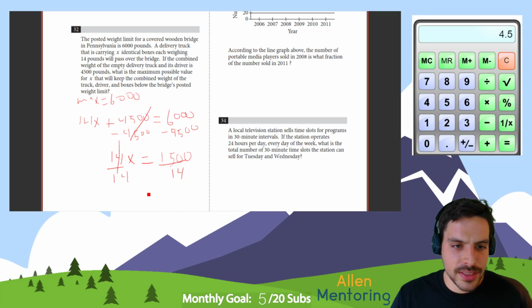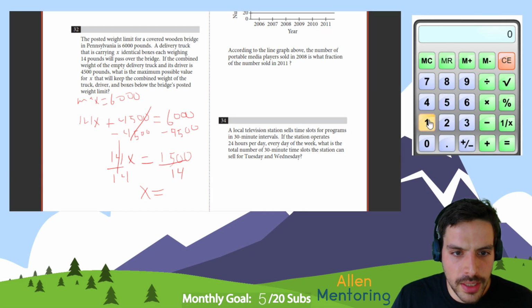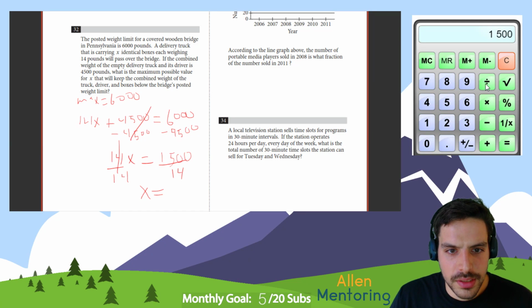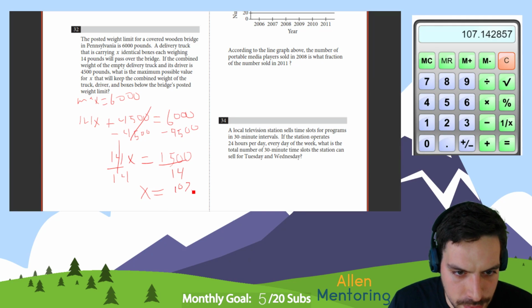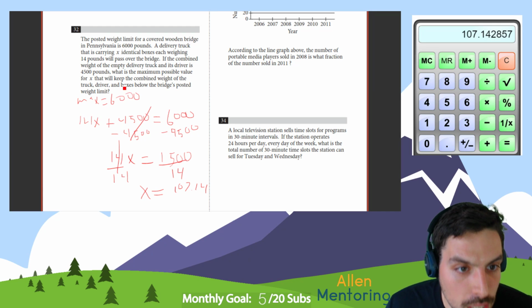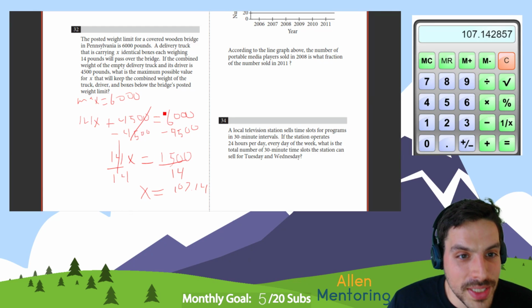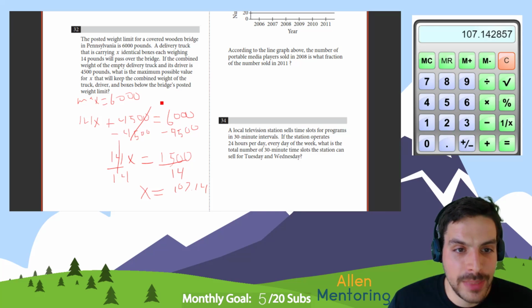So we're going to divide that, and X will be equal to, handy dandy calculator, 1,500 divided by 14, which is equal to 107.14.